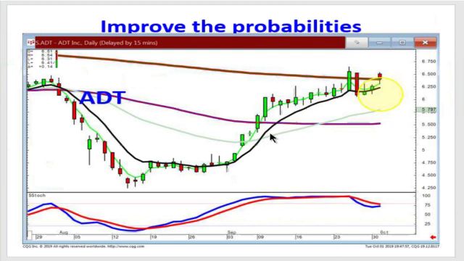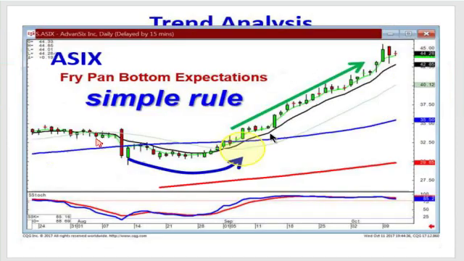All right, so this is all using the T-line to tell us when the strong moves are going to occur. And once they do, look at our fry pan bottom. This is the breakout right here where the pattern started. And notice what the T-line did. Kept us in this right up through that resistance level.